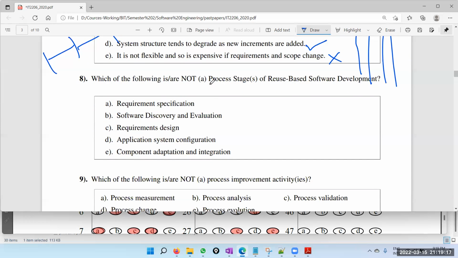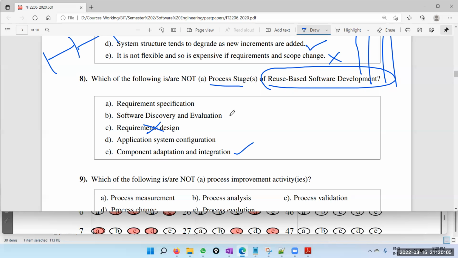Question 8. Which of the following are not process stages of reuse based software development? It should be in your slide, I don't remember exactly, so let's do it from memory. I remember something like component analysis. Requirement specification I think we need. But in such questions the examiner checks whether the exact words are there. Software discovery and evaluation, requirement design. I don't think there's something called requirement design. Application system configuration, component adaptation and integration. I think we have to do this. We have to adapt some components and integrate because we are going to use a lot of existing components.